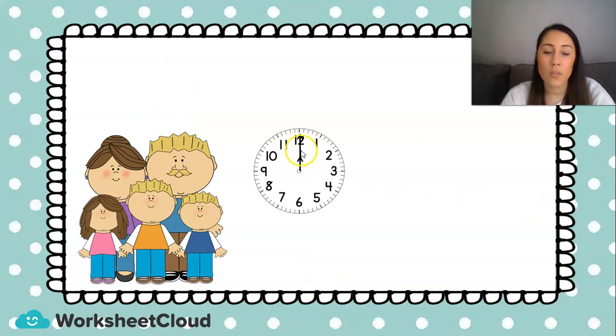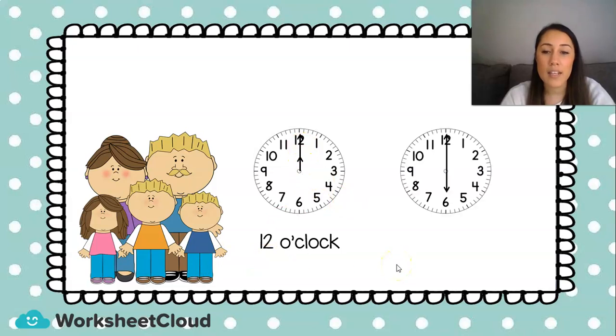Okay, so from 12 o'clock she collects John at school, and then the family eats supper together at this time. So what time is this? The long hand is on the 12. It is o'clock, and the short hand is on the 6. So it is 6 o'clock.